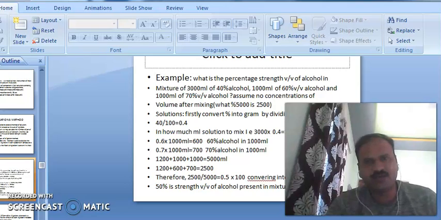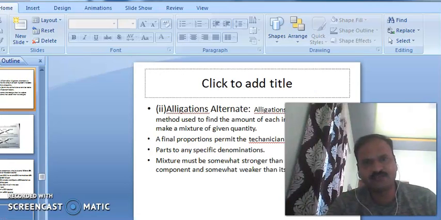What is the percentage of strain? Volume by volume alcohol mixture, 300 mg.